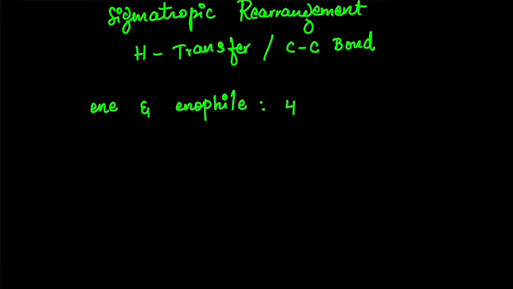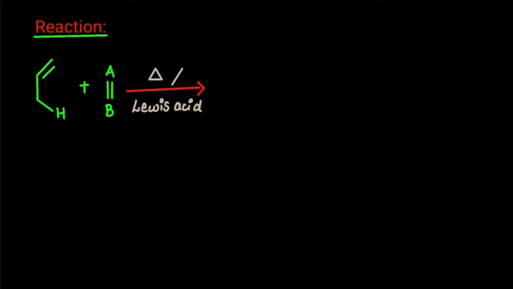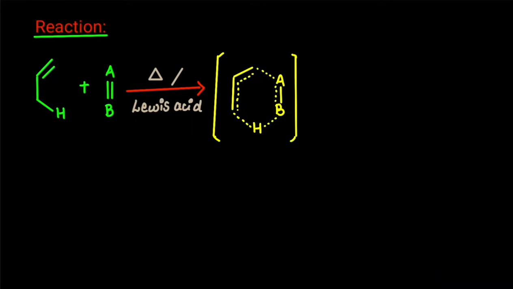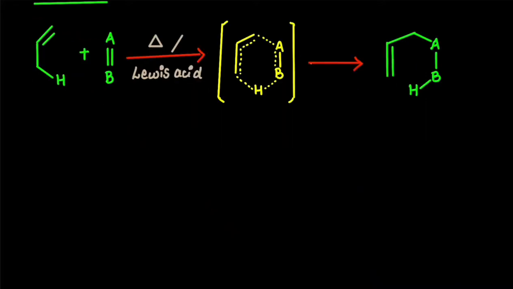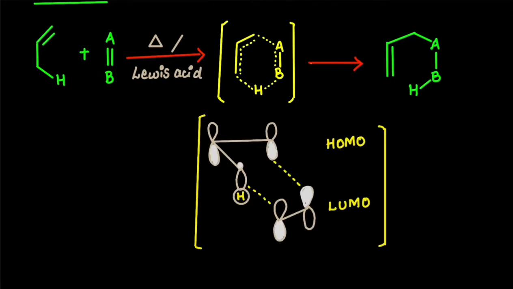Well, let me represent the reaction. Now let's look at the reaction. In this reaction we can see the ene and enophile react to get into a 6-member transition state, and the product. We can see the product along with the molecular orbital representation of the transition state.